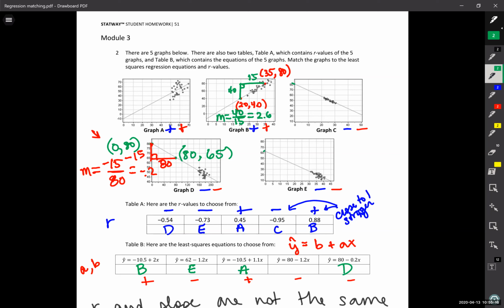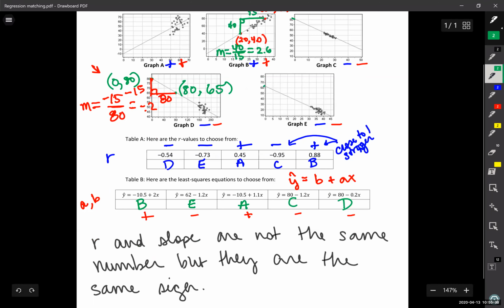So there we go. I have green D. And then only one choice left. I do not need to calculate the slope because I only have one choice left, and that must be C. So those are the final answers. Go back and rewatch any of these problems that was giving you grief until you understand it. And don't forget what I wrote in black at the bottom. R and slope are not the same number, but they are the same sign.